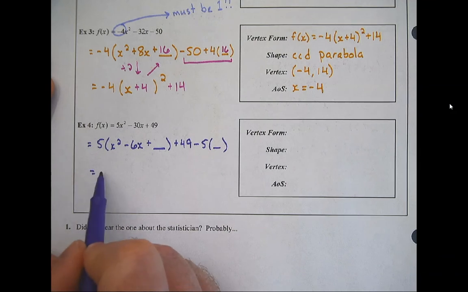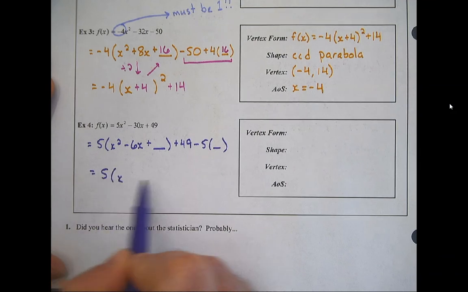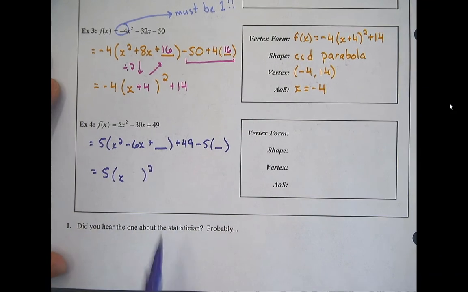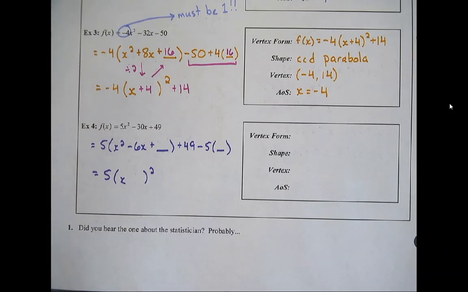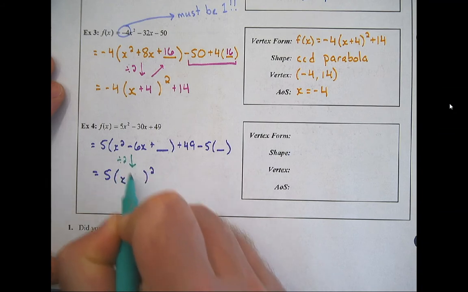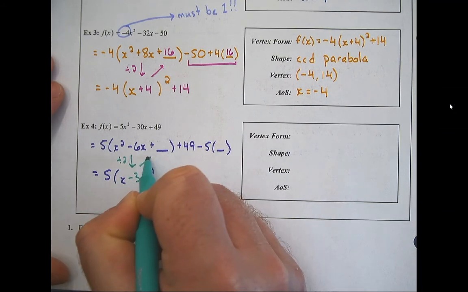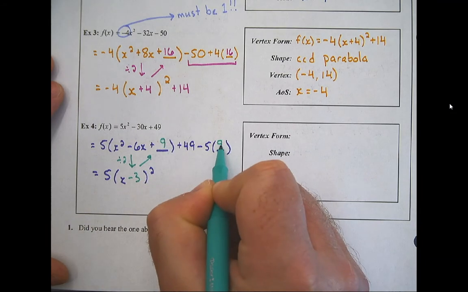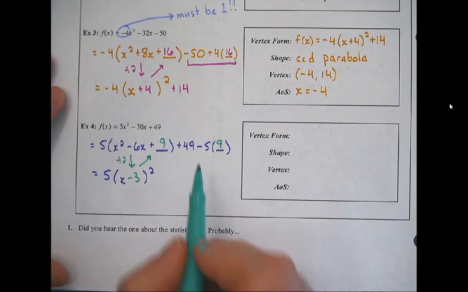Complete the square. 5x, I don't know what it is yet, and a squared. So I always know the next step's going to look something like this. And then now we can actually try to figure this thing out. So negative 6 cut in half is negative 3. Negative 3 squared is 9. Goes in the first blank, goes in the second blank.